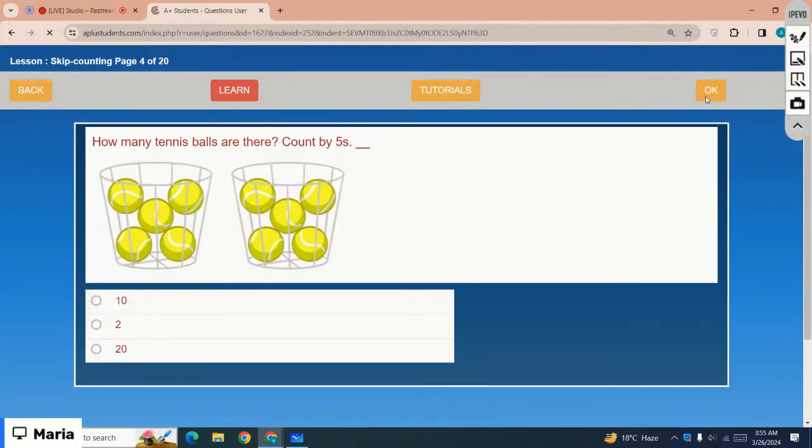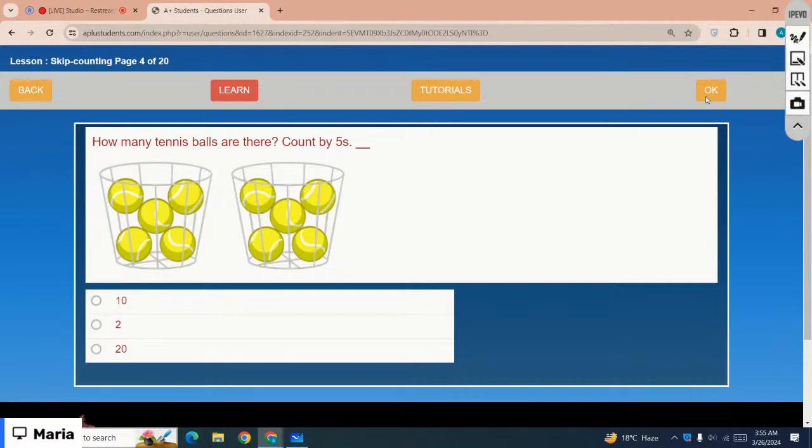How many tennis balls are there? Count by fives. That means in each bucket you have five balls. So which is the correct option? The correct option is 5 and 10. Very good, the correct option is 10.